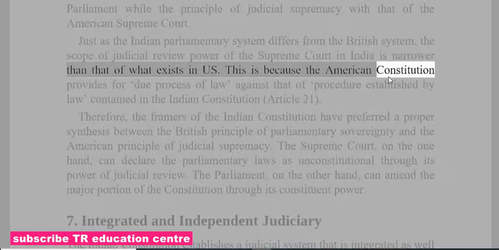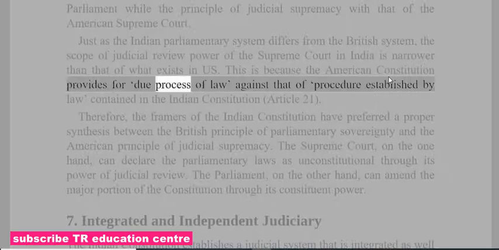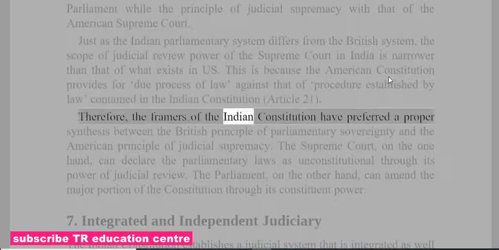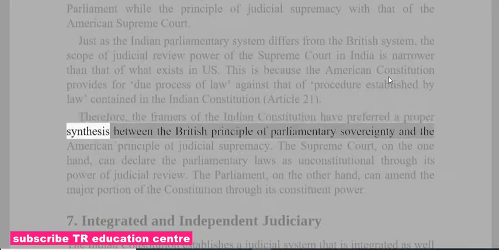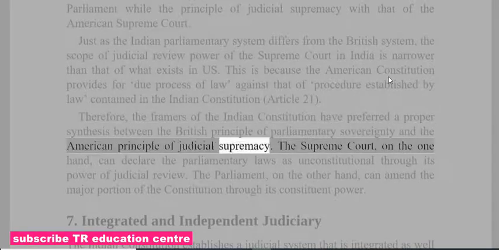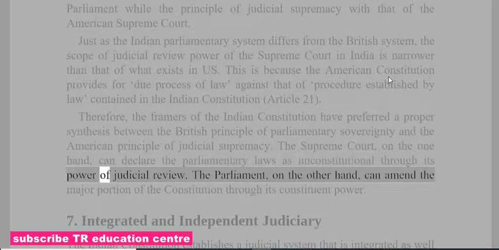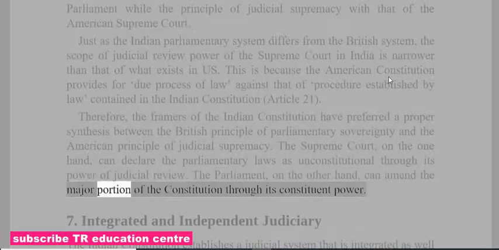This is because the American Constitution provides for due process of law, as against procedure established by law, contained in the Indian Constitution, Article 21. Therefore, the framers of the Indian Constitution have preferred a proper synthesis between the British principle of parliamentary sovereignty and the American principle of judicial supremacy. The Supreme Court, on the one hand, can declare the parliamentary laws as unconstitutional through its power of judicial review. The Parliament, on the other hand, can amend the major portion of the Constitution through its constituent power.